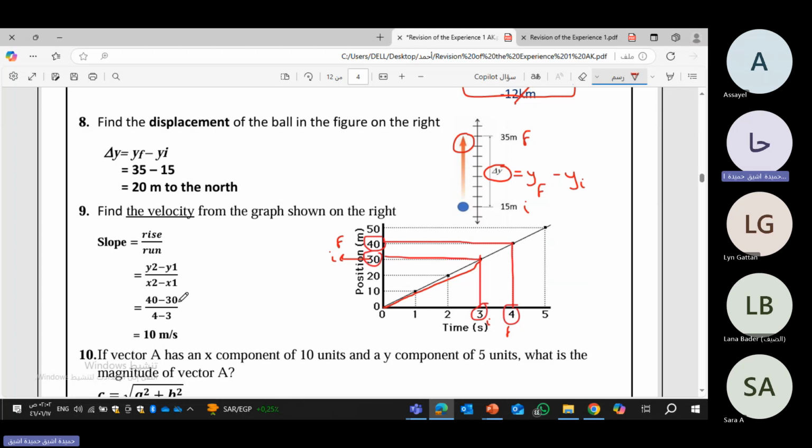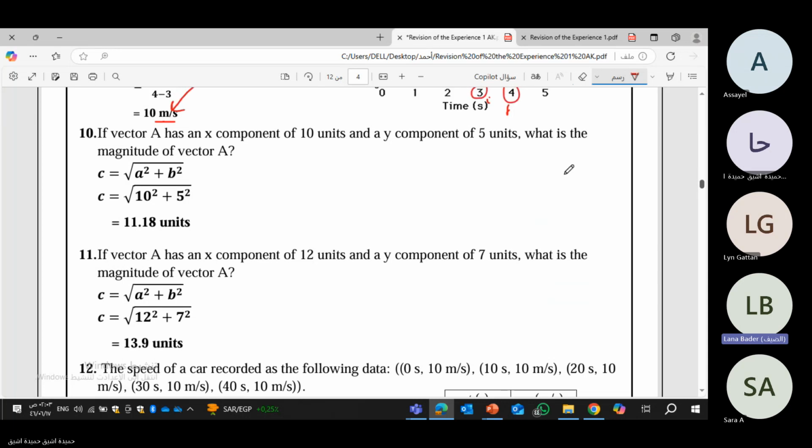So easy. 40 minus 30 over 4 minus 3. You will get 10 over 1. Over 1 you can delete the 1, because any number over 1 is the same number. So 10 meters per second. Girls, because the question is asking about velocity, you have to write meters per second. If the question was asking about acceleration, it would become meters per second squared. So be careful about the units, okay? You have to memorize the units carefully. Okay, is everything clear until now? Yes. Okay, here, question 10.